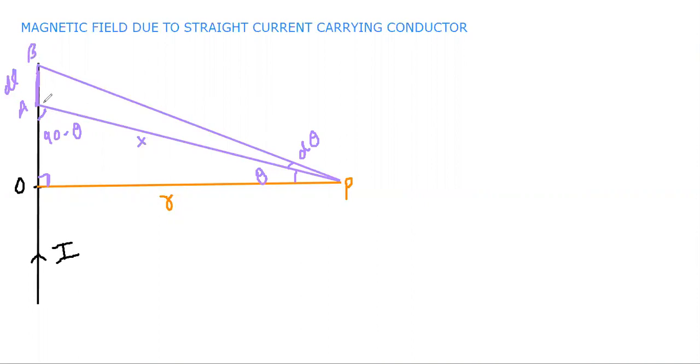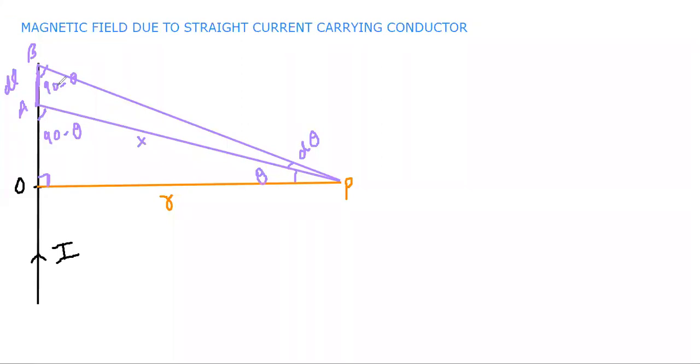Now as I told you, this A and B point would be very close to each other. They won't be very far away. So if this is 90 minus theta, this angle would also be approximately equal to 90 minus theta. Why? Because A and B points are very close to each other.